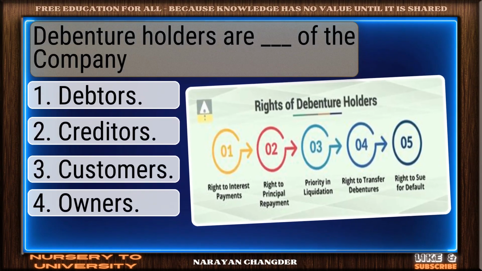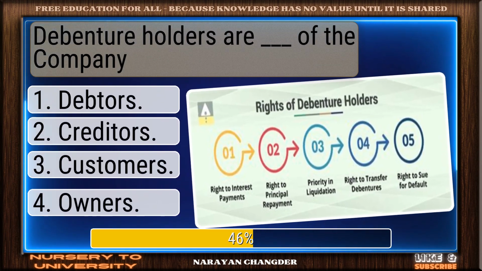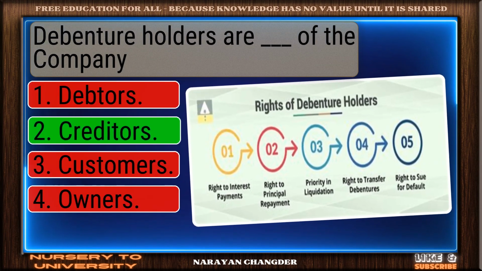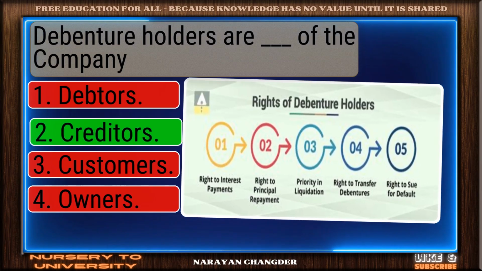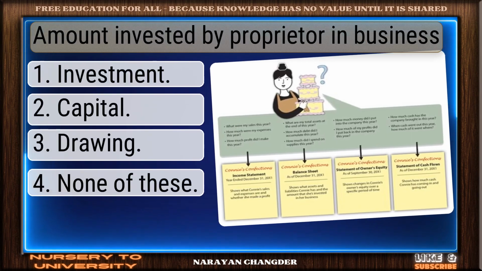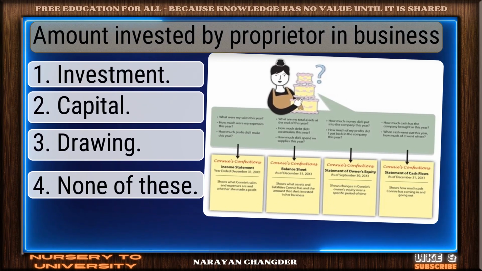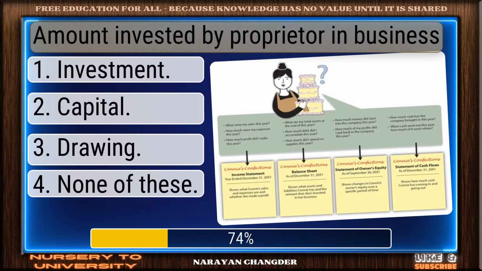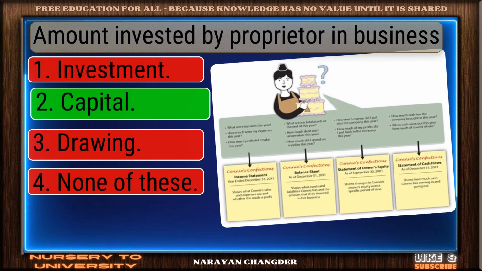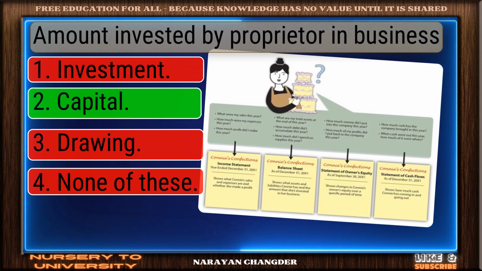Debenture holders are dash of the company. Exactly. Creditors make sense and it is the right choice. Amount invested by proprietor in business. Correct. Capital is the right answer.